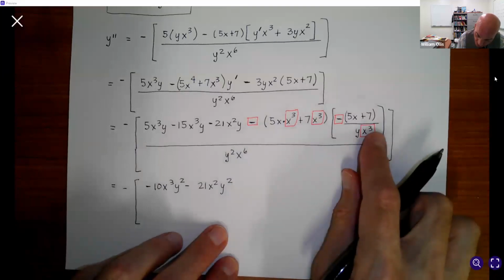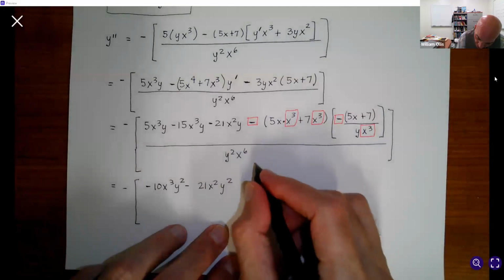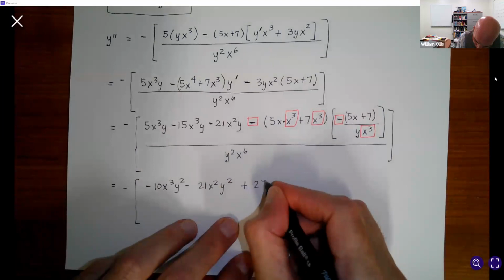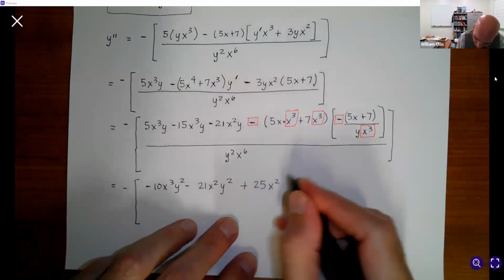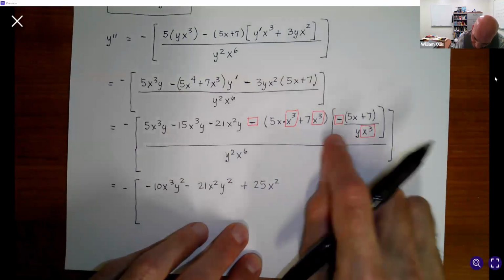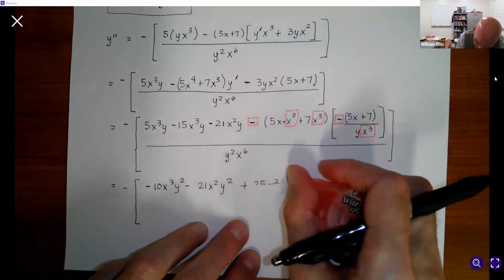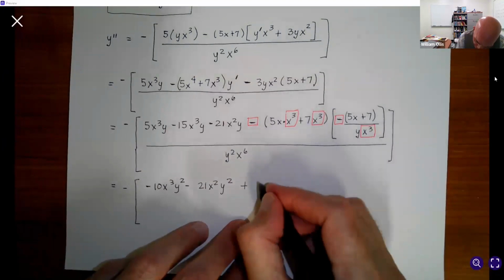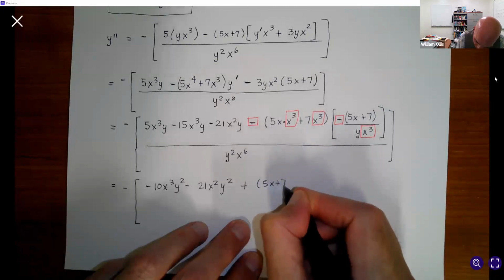The negatives absorbed. And so now we've got 5x, so that's a 25x squared. And then, let's see, what else do we have? We've got the 7. Oh, well, look how simple that is. Don't do that. I'll expand it later. That's just a 5x plus 7 times a 5x plus 7. We'll expand that later. Just leave that like that.